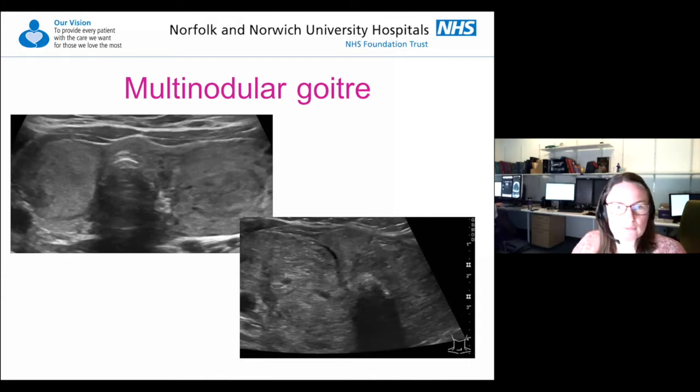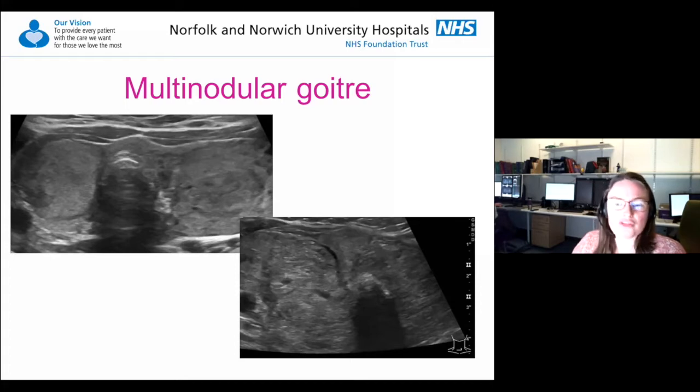Things that we can look at when assessing a multinodular goitre is the position of the trachea. So the trachea is here. I will always have a look and see, is the trachea displaced? Obviously, it can be significantly deviated to the left or the right, depending on where the largest nodule is. Or you can sometimes even see tracheal stenosis, which is quite useful to let the surgeons know.